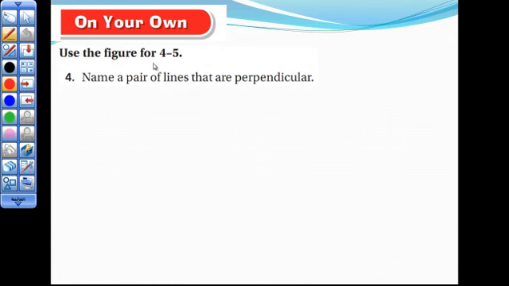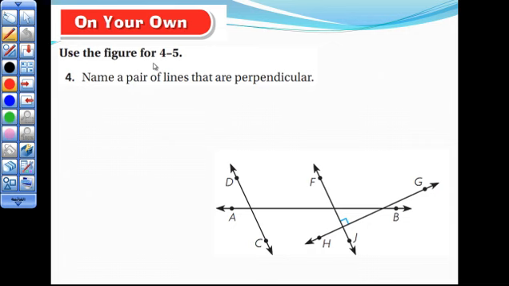Anything. Let's go. On your own questions. This time, you should answer them by yourself, but I will answer with you. Use a figure for questions 4 and 5. Question 4 says, name a pair of lines that are perpendicular. I can see here 1, 2, 3, 4 lines. So, could you tell me which pair of lines are perpendicular?